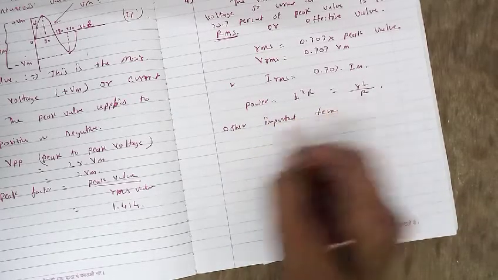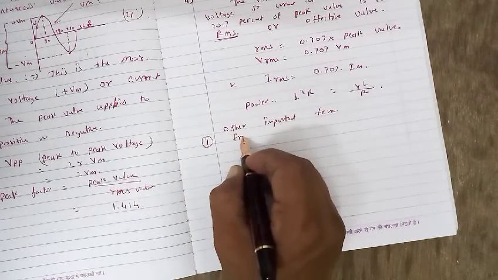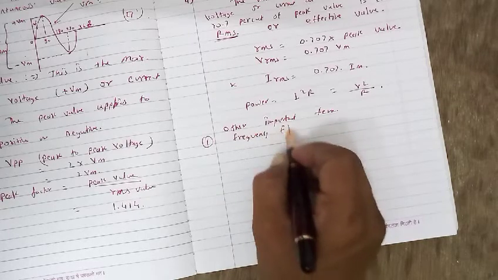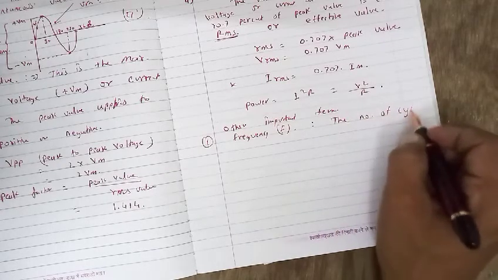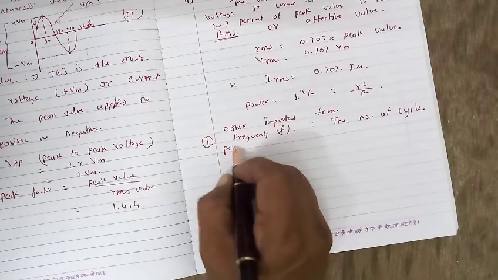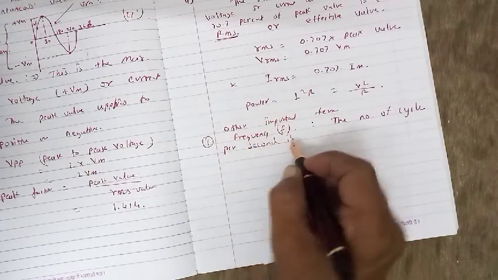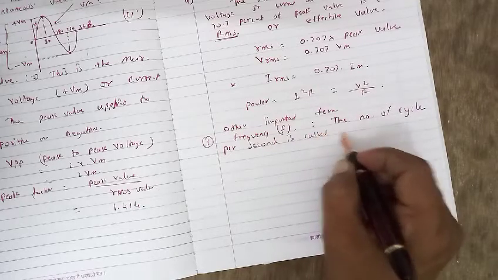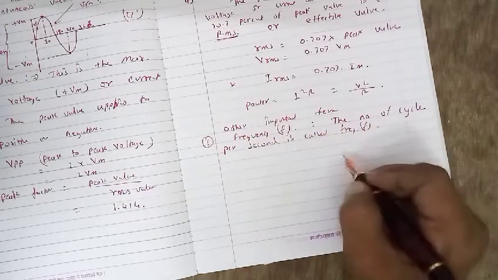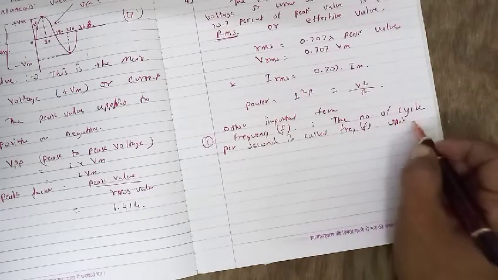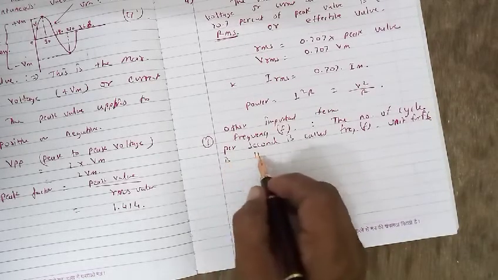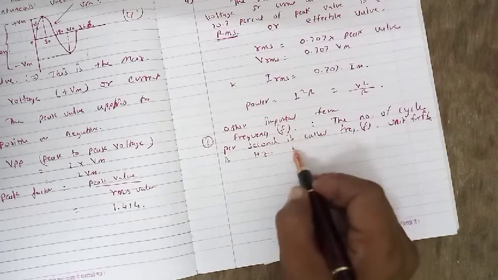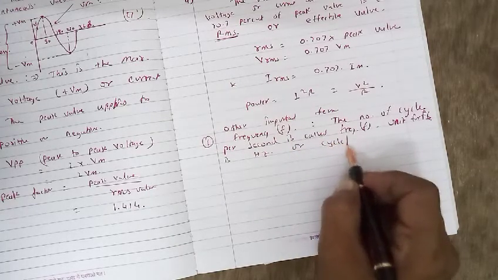Then the other important terms which are related to this sine wave. First, it is frequency. Frequency is indicated with an F. It is defined as the number of cycles per second is called frequency. The unit for frequency is hertz, or you may say that it is cycle per second.